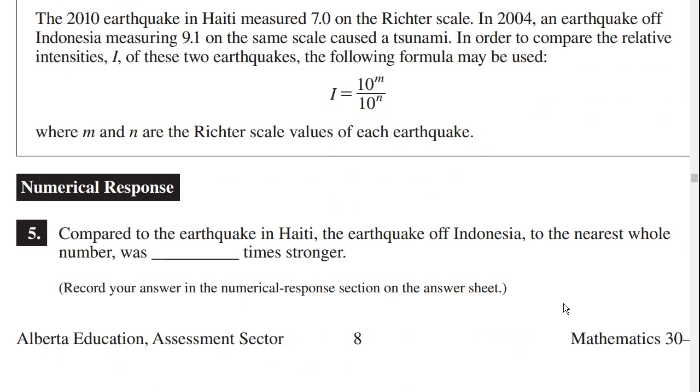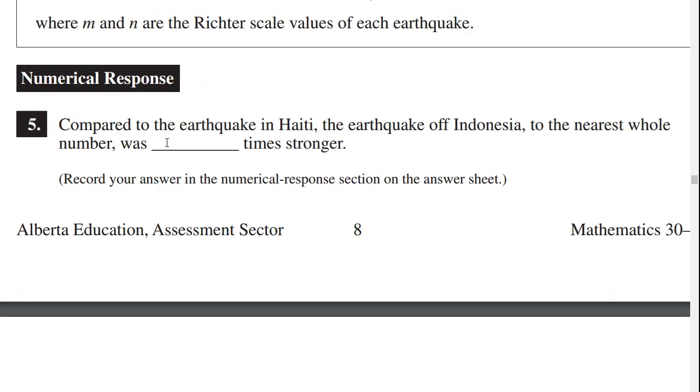The 2010 earthquake in Haiti measured 7.0 on the Richter scale. In 2004, the earthquake off Indonesia measured 9.1 on the same scale, caused a tsunami. In order to compare the relative intensities I of the two earthquakes, the following formula may be used, where M and N are the Richter scale values of each earthquake. Compared to the earthquake in Haiti, the earthquake off Indonesia to the nearest whole number was how many times stronger?